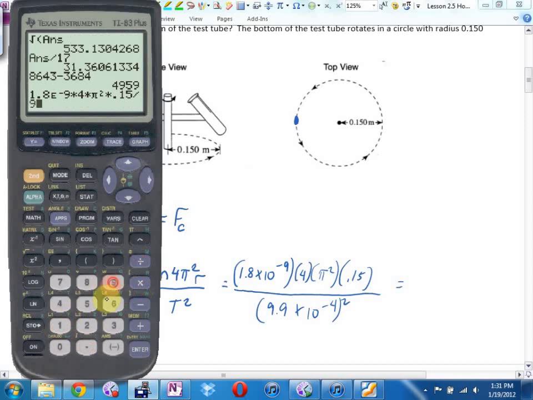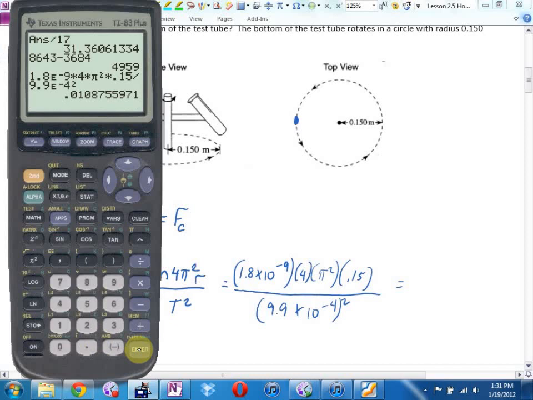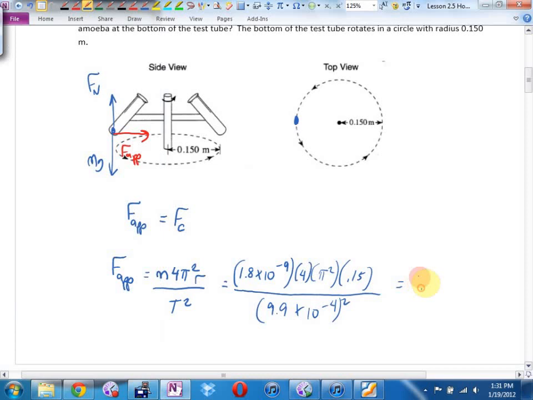Where would yours be? You guys get that, or am I wrong? I got 0.01087559, 1.09 times 10 to the negative 1.2 newtons.